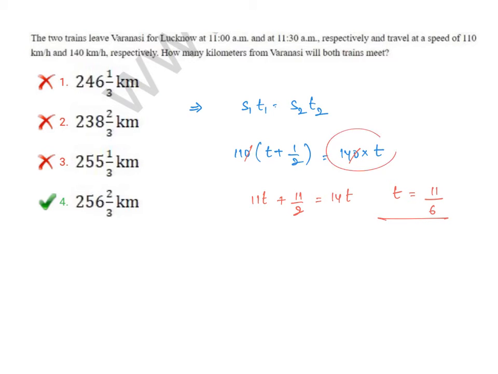So substitute in this distance. 140 into 11 by 6, that is 770 by 3. Divide it by 3. So you will get 256 and 2 by 3 kilometers. 256 and 2 by 3 kilometers is your answer there.